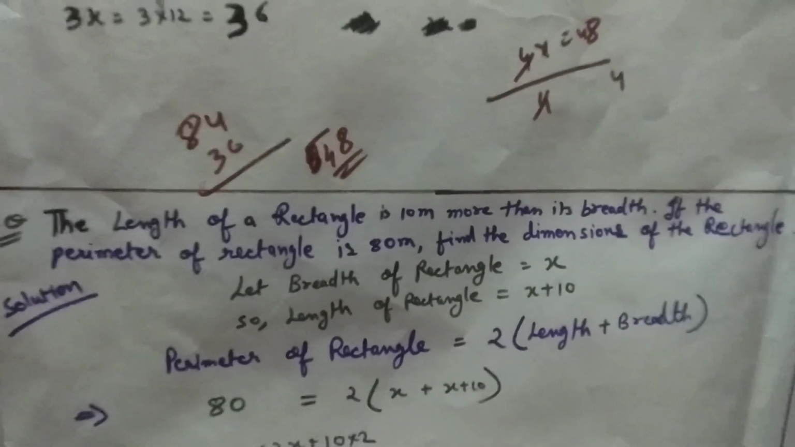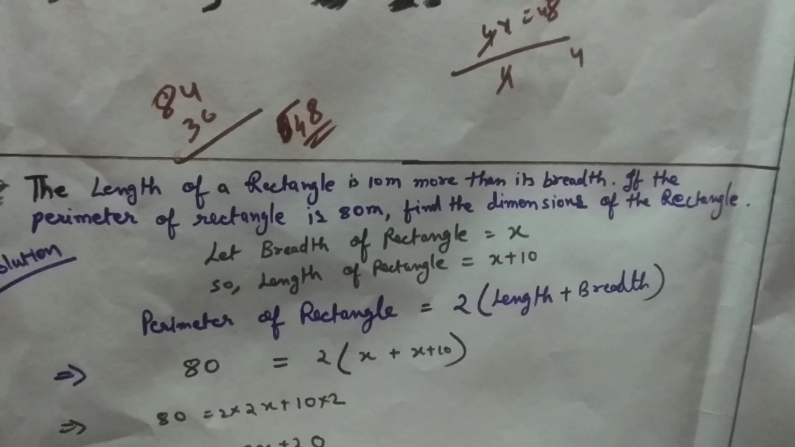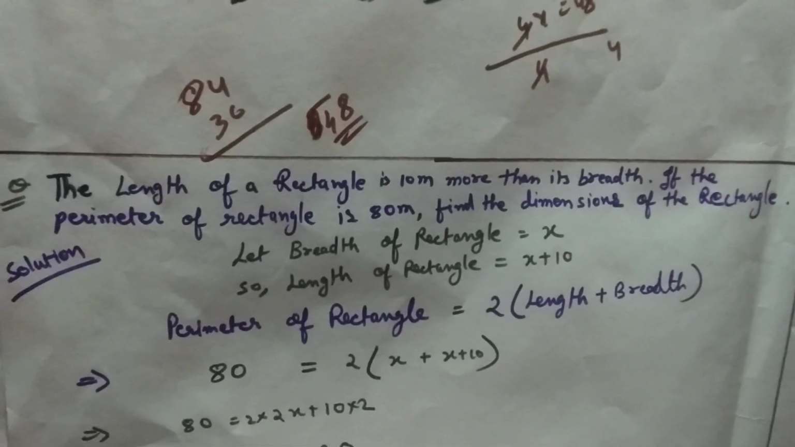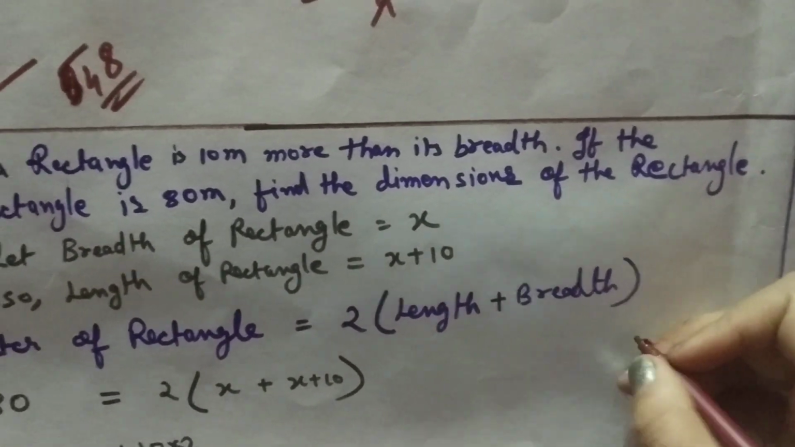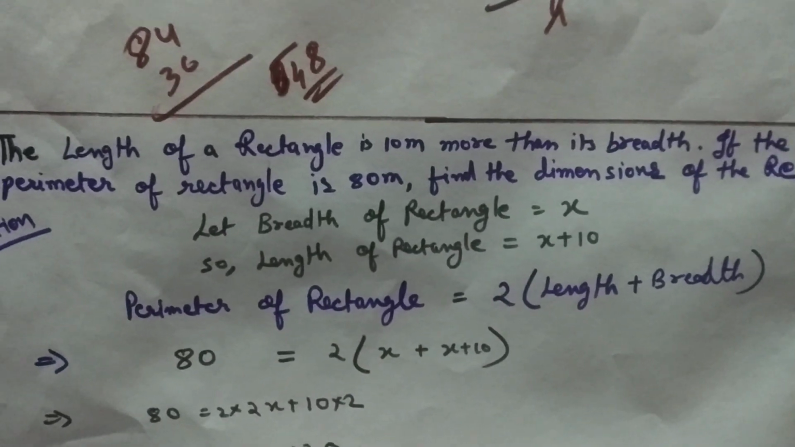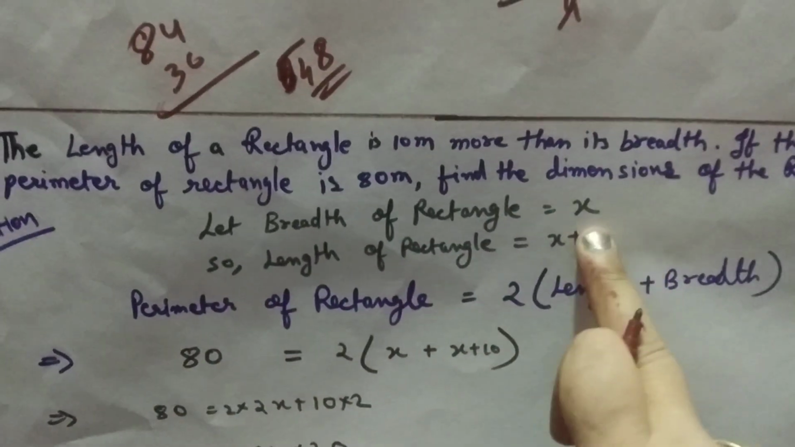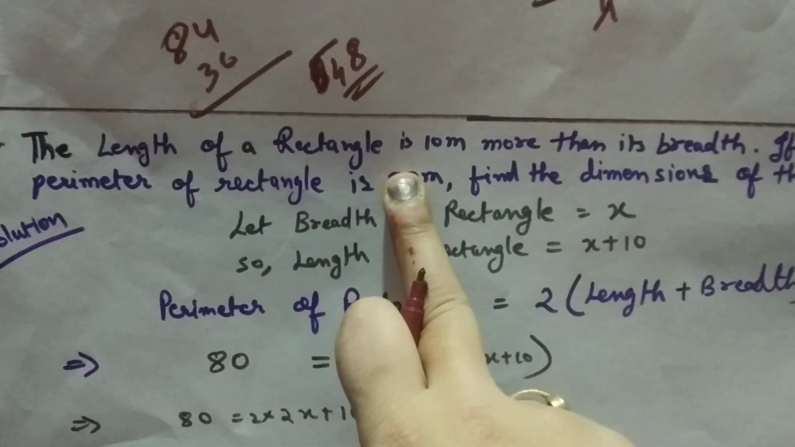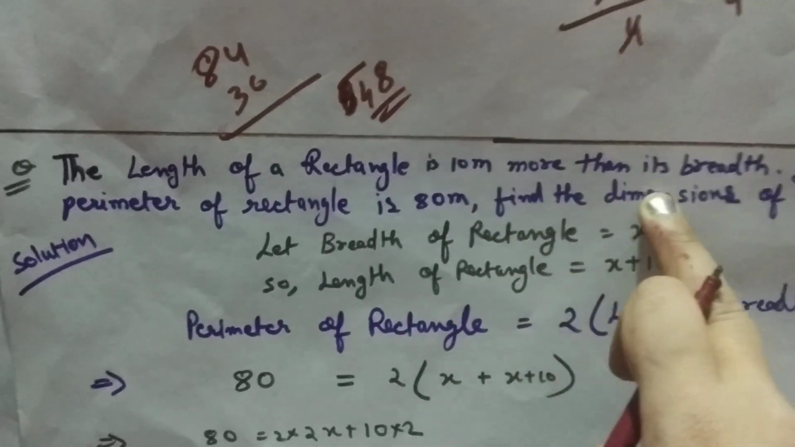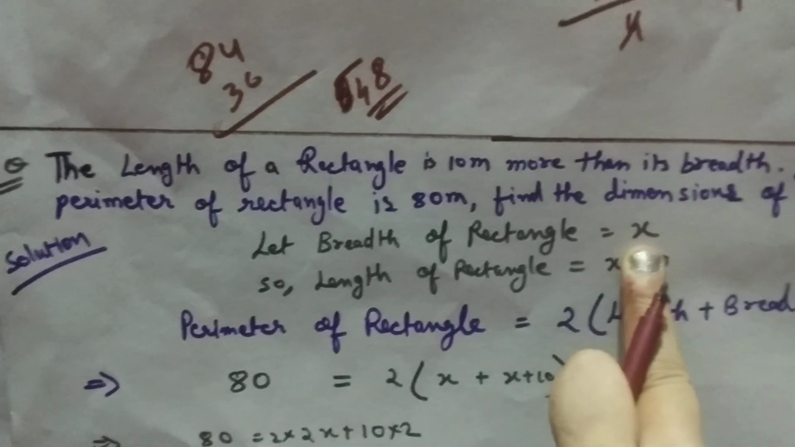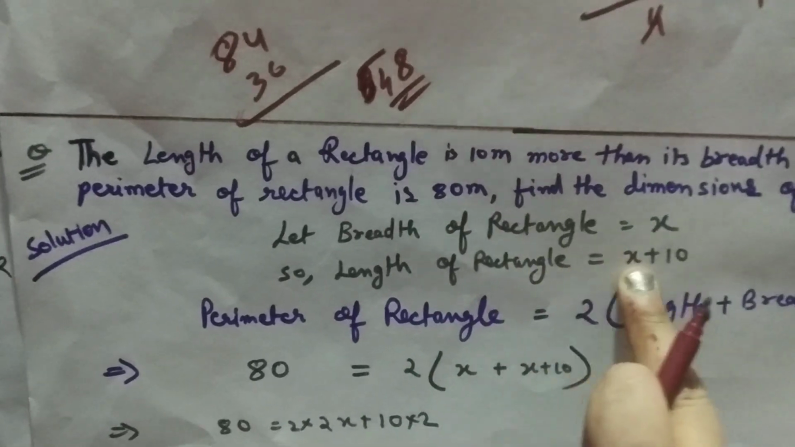The length of a rectangle is 10 meters more than its breadth, and the perimeter of the rectangle is 80 meters. Find the dimensions of the rectangle. This is a mixed question of quadrilaterals and linear equations. We are given a rectangle and a condition that the length of the rectangle is more than its breadth. With this condition we will write: let the breadth of the rectangle be x. So the length of the rectangle is x plus 10.